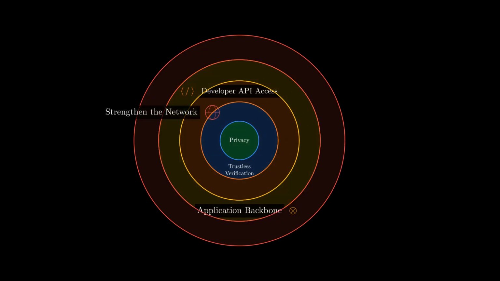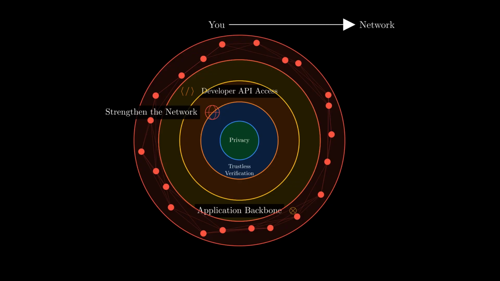Reason 5, network health. Every honest full node independently enforces the consensus rules. The more nodes operating, the harder it becomes for any actor to push through invalid transactions or unauthorized rule changes. Running a node protects you, right? It also strengthens the network everyone depends on.